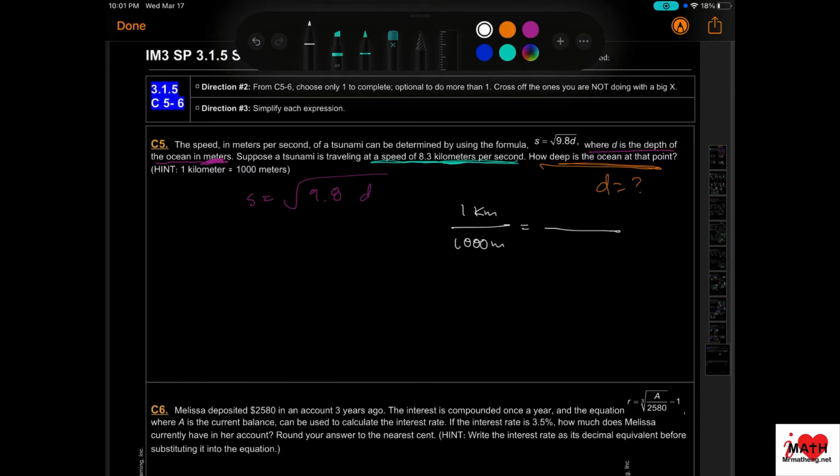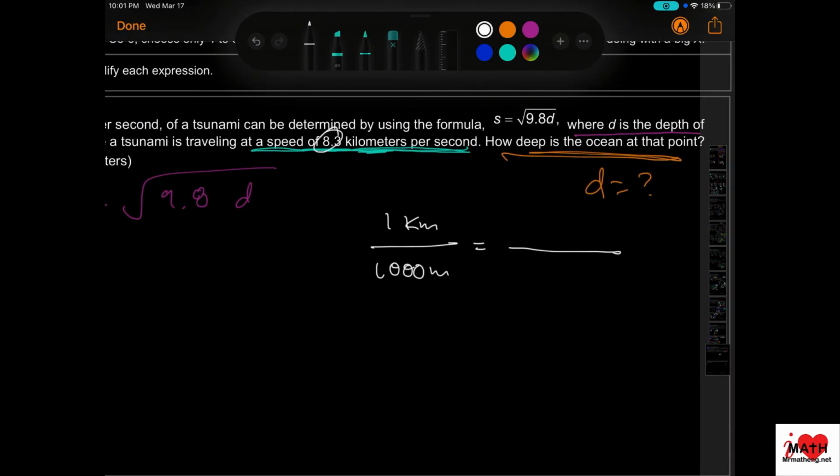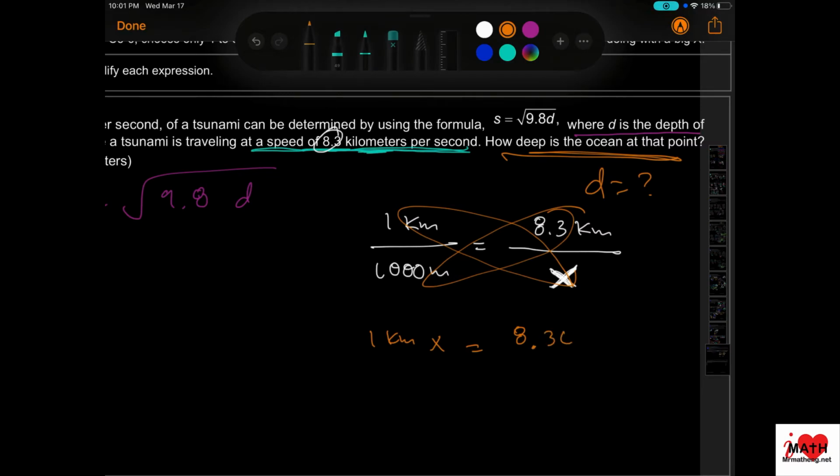And what they gave us for that speed is 8.3 kilometers. Are you following? And I want to know, what is this speed in meters? So I can cross multiply. I'm going to get 1 kilometer times x equals, you don't even need that, right? Put a bunch of zeros, and this has 3 zeros, so you just multiply 1, 2, 3. So 1 km x equals 8300.